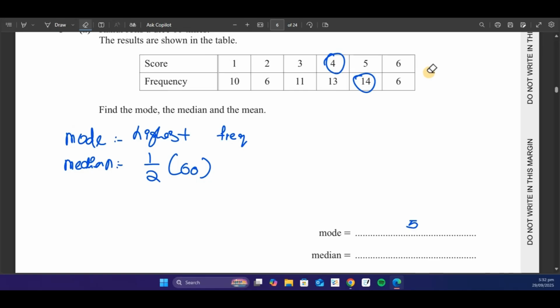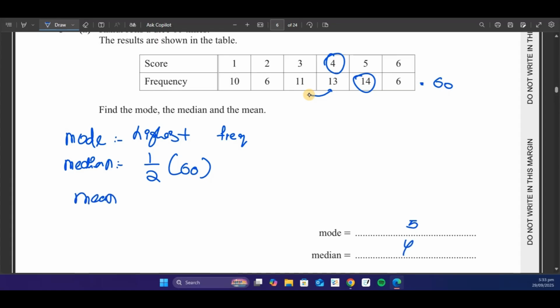Okay, so what we basically did was we said that the sum of this is 60, alright? So we just need the middle value of these. That is the 30th value, okay? So 10, 16, and then 27, and then the 30th value lies somewhere over here. So that is why it is 4.